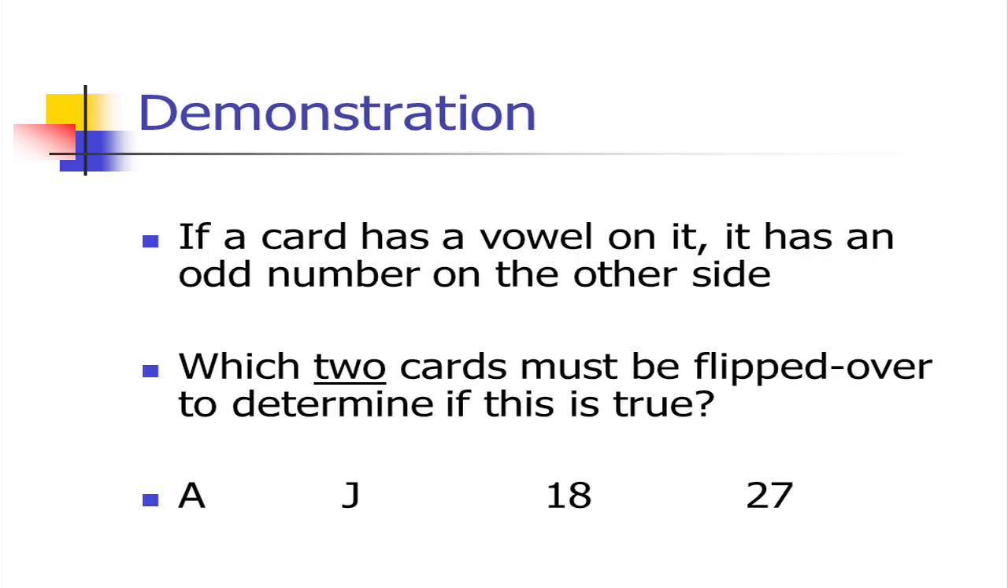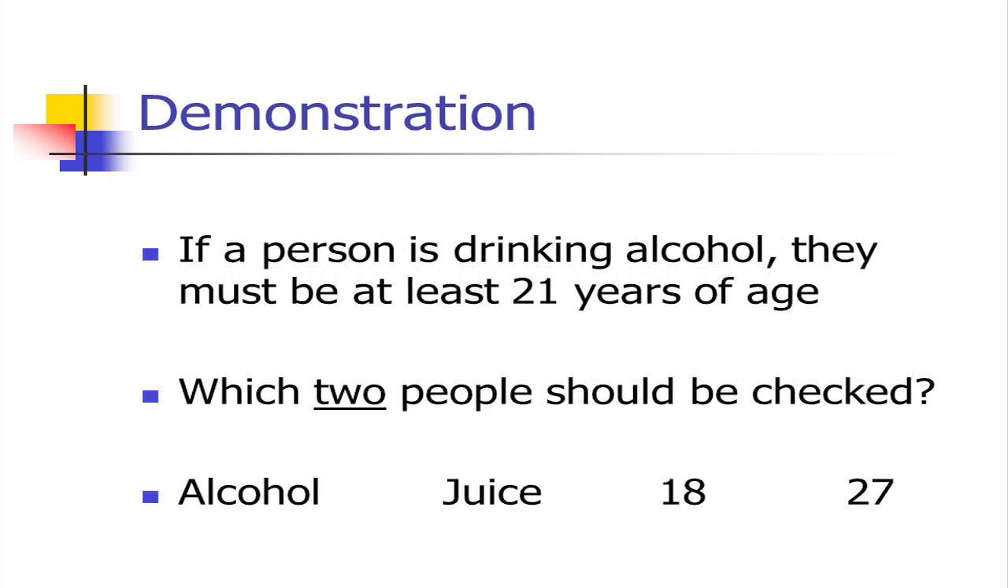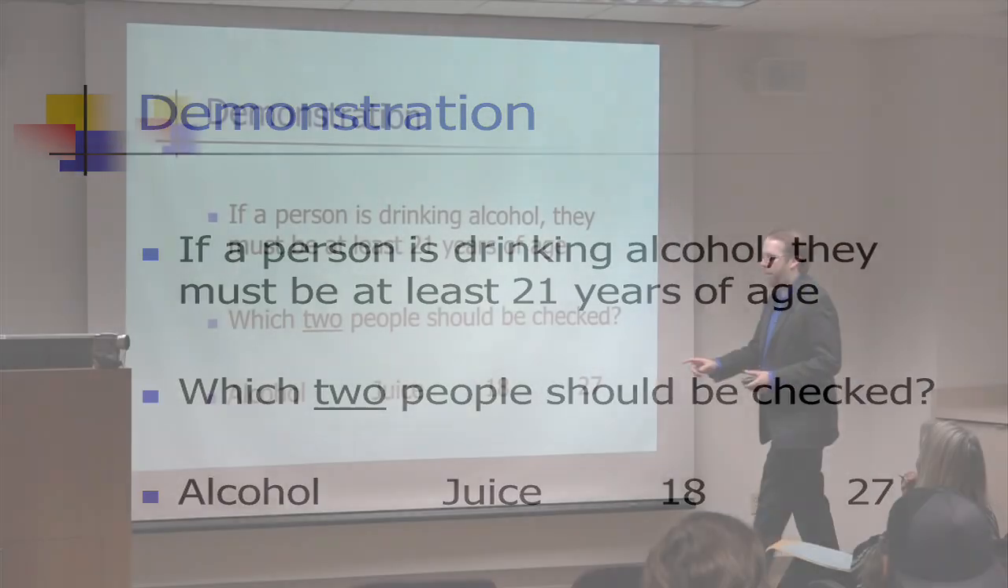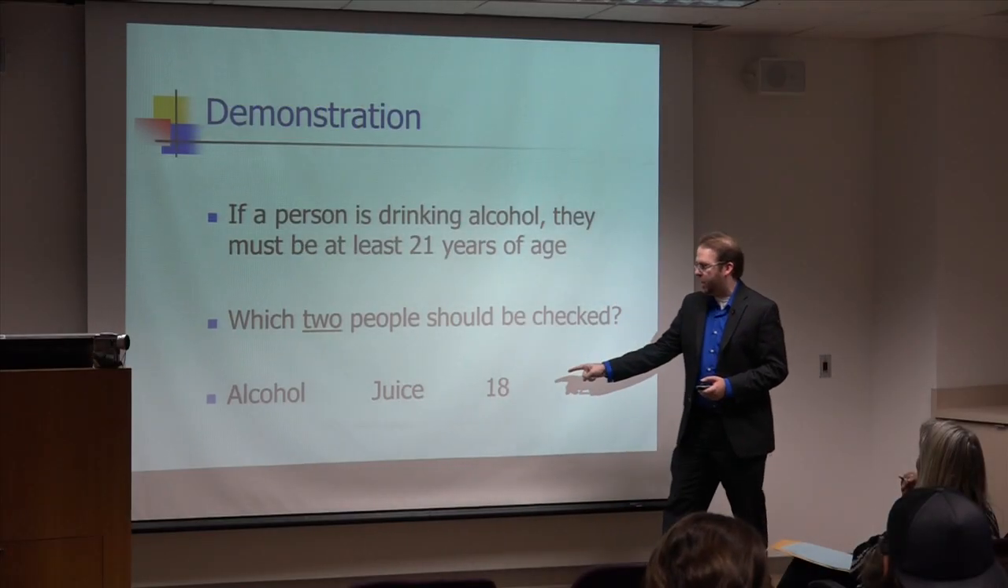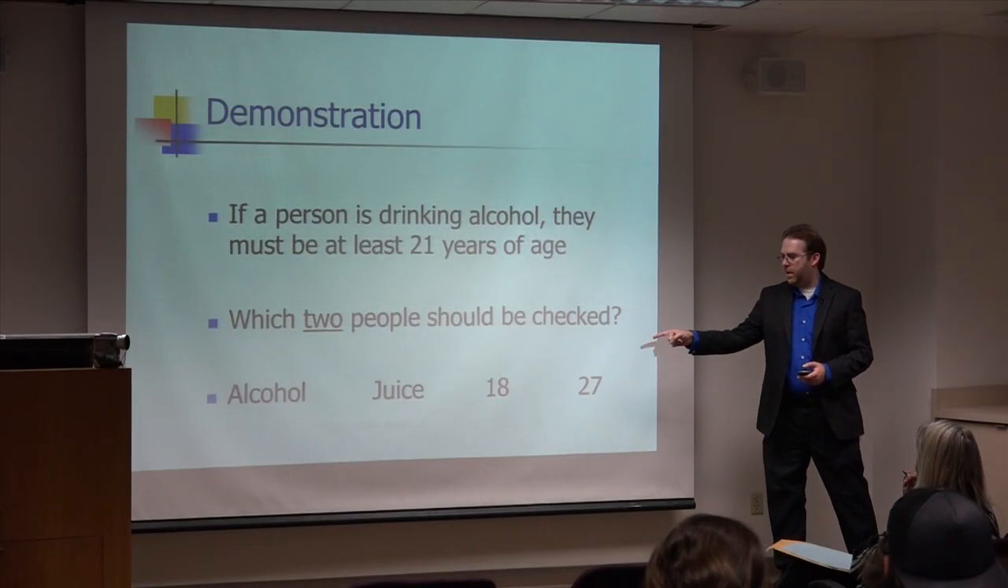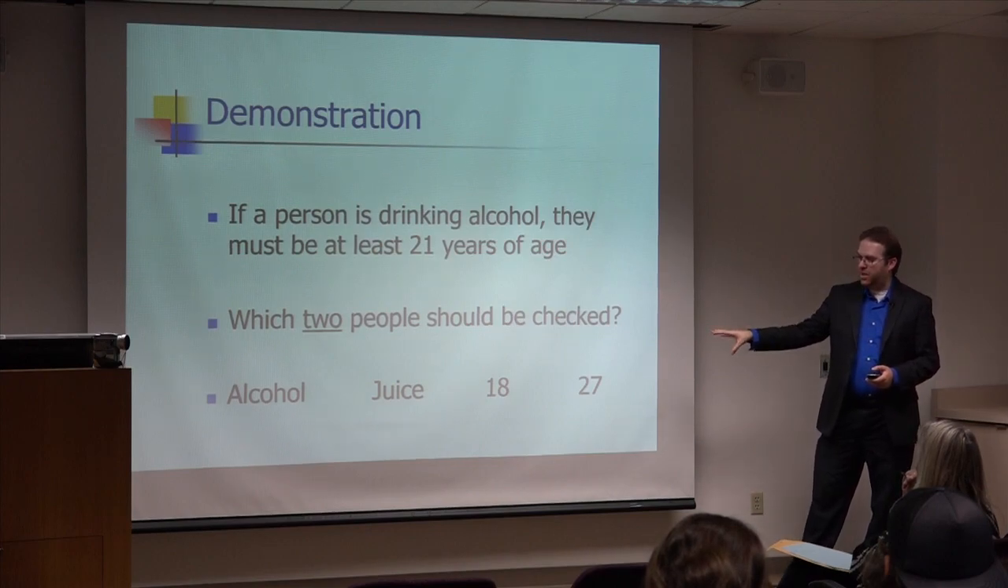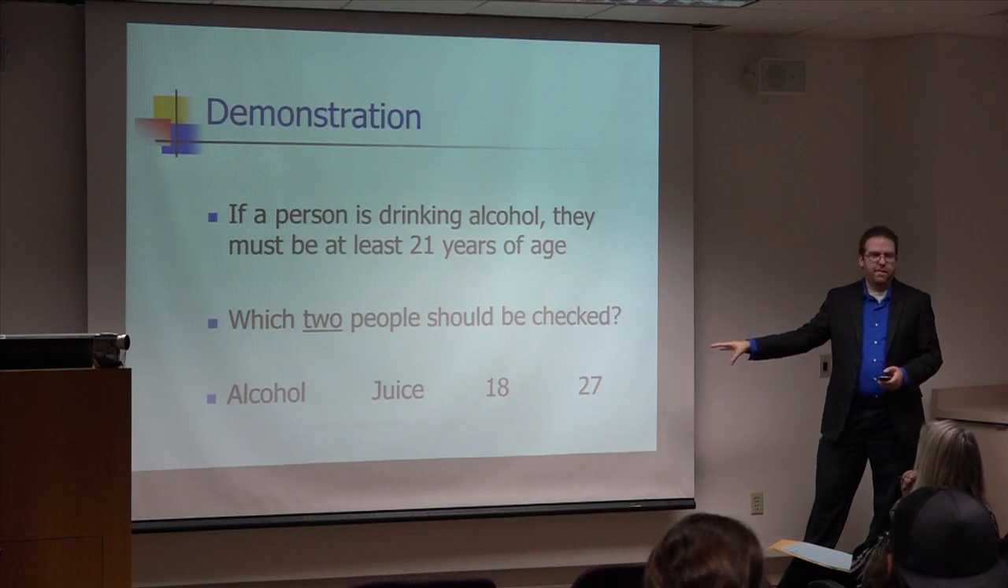So the idea is here, these are actually the same questions, right? So whether it's an A, a J, an 18, and a 27, or if it's an alcohol, juice, an 18, and a 27, it's the same two people or cards that you have to pick, right? You have to pick the A card and the 18 card, or you have to pick the alcohol card and the 18 card. It's a lot easier to explain on this one, but I'll go back and explain with the other one too, right? Do we care what the 27-year-old's drinking?